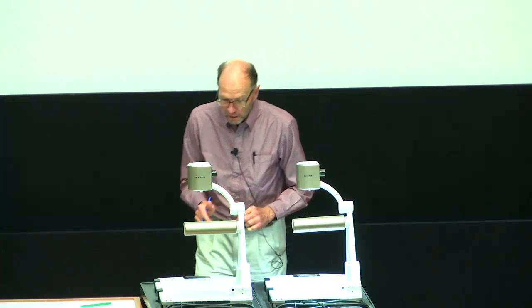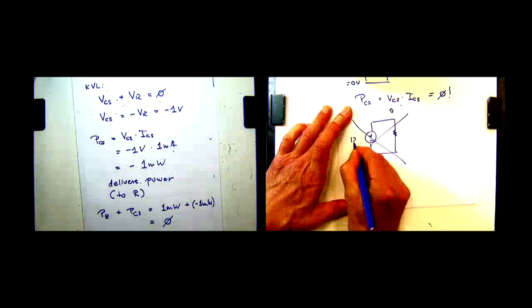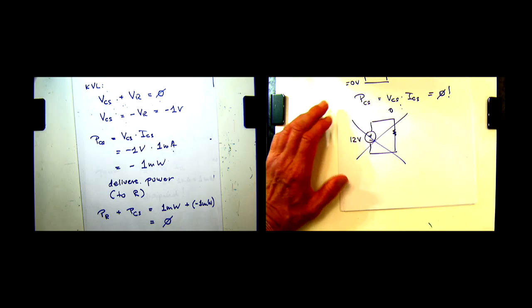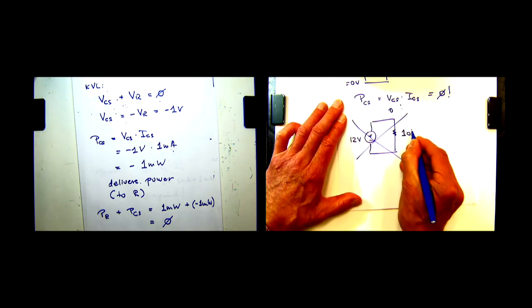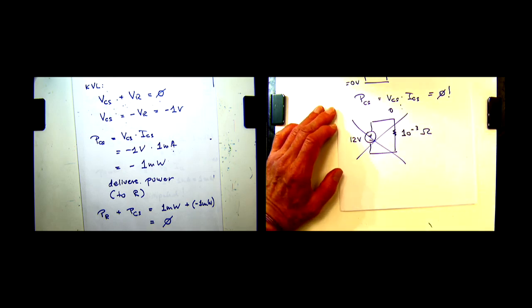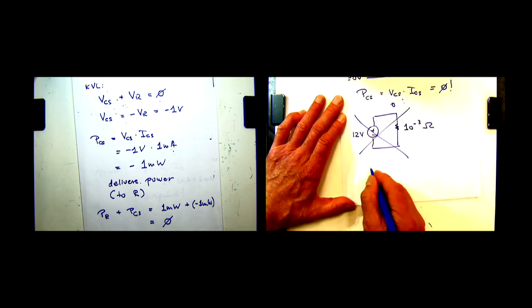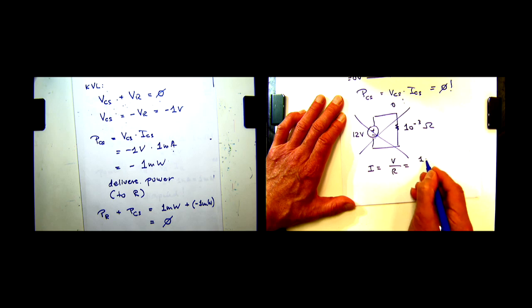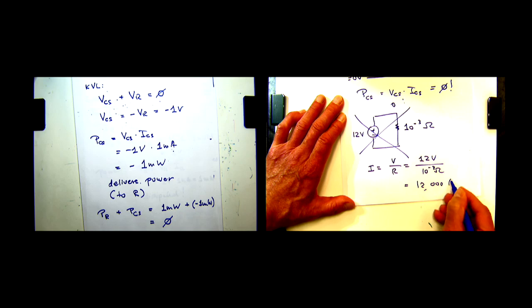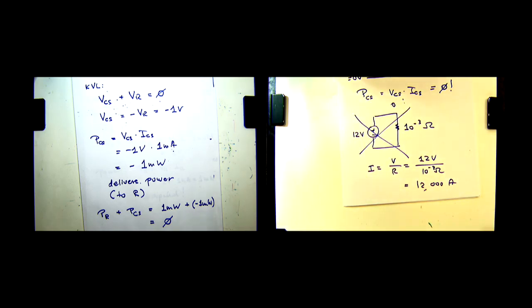Yeah, the current is very high. Let's say you had here a 12 volt car battery, and this resistance was 10^-3 ohm, 1 milliohm. It's a decent sized wire. Well, then I is equal to voltage over resistance, that is equal to 12 volts divided by 10^-3 ohms, so that is equal to 12,000 amps. This is a big current. It's a hell of a current. You need a wire this big so the wire doesn't melt, okay?